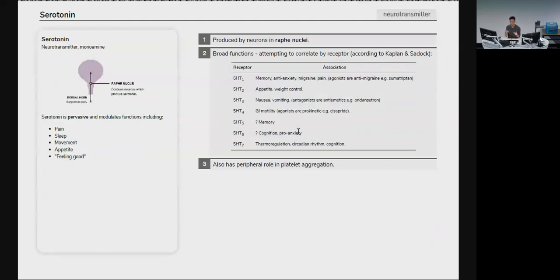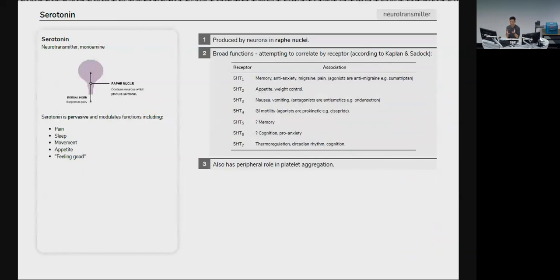The functions of serotonin are not that clear, but some of the putative functions are things like memory, appetite, weight control, nausea, vomiting, gastrointestinal motility in the periphery, and also things like circadian rhythm, cognition, thermoregulation. So you can see that serotonin has a lot of diverse effects, and a lot of it's about modulating balance between things. I think just have a very basic idea of what serotonin does, and you can summarize it as pain, sleep, movement, appetite, and then this nebulous idea of feeling good, because serotonin is thought to be involved in a lot of anxiety and mood pathologies.